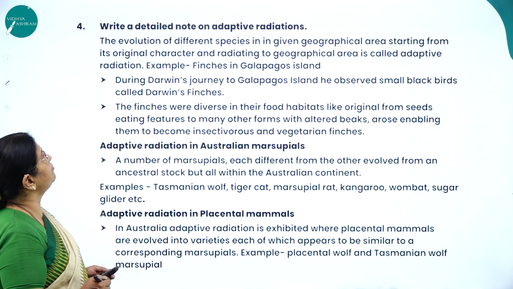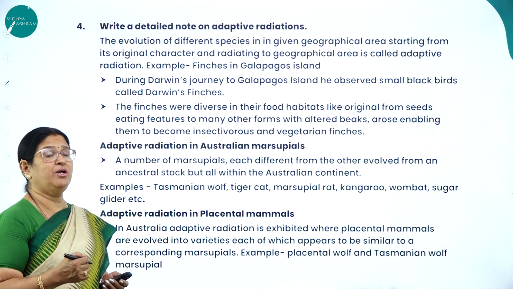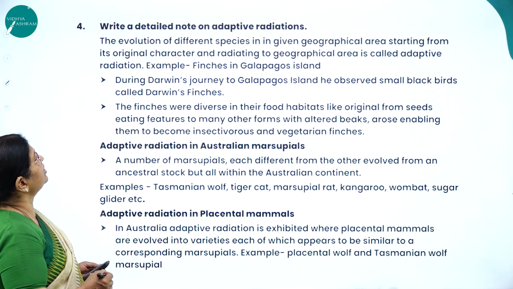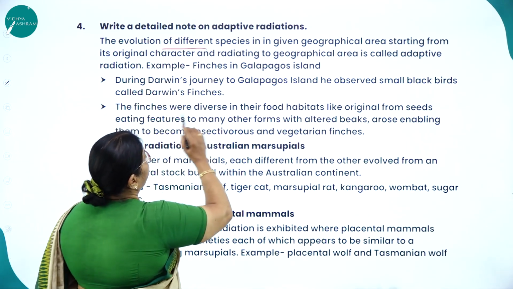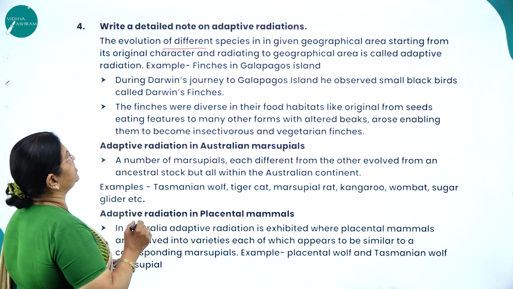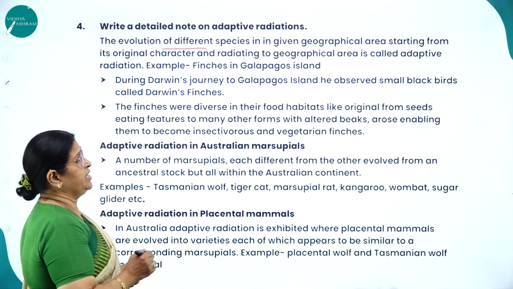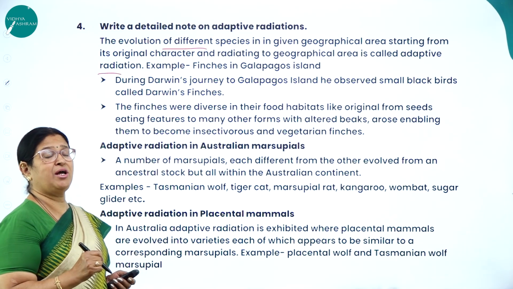Moving on to question number 4. Write a detailed note on adaptive radiation. Already I told you this is one such question which is usually asked in the examination. What is adaptive radiation then? The evolution of different species in a given geographical area starting from its original character and radiating to geographical area is called adaptive radiation. So what is the best example you all can give?